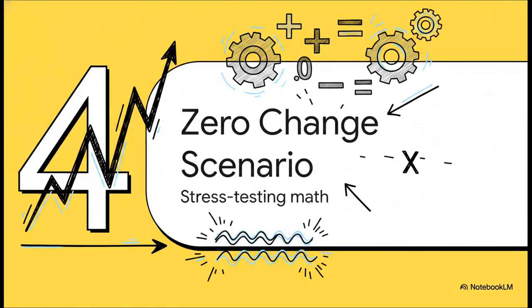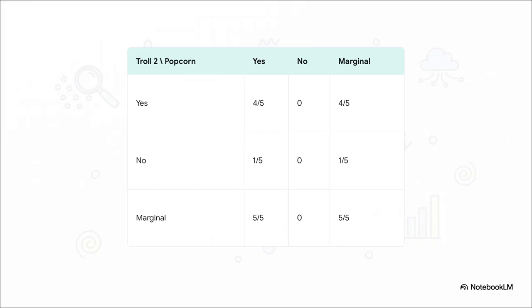Section 4, the zero change scenario. What's really interesting is how we can stress test this equation by manipulating the raw data. What if the likes popcorn variable literally never changes? Let's say every single person in our dataset likes popcorn. So likes popcorn is exclusively yes. Well, that means the entire no column in our probability table just becomes completely filled with zeros.